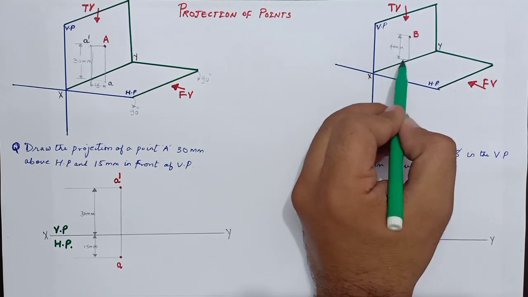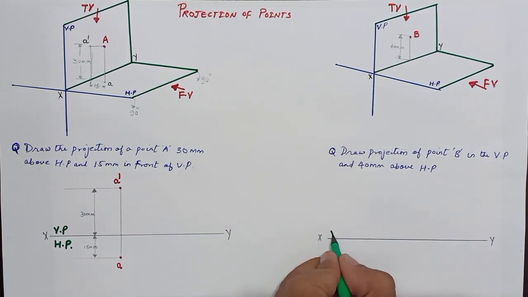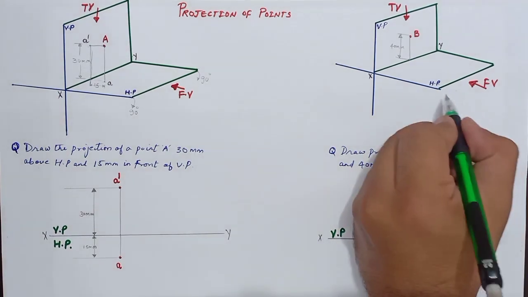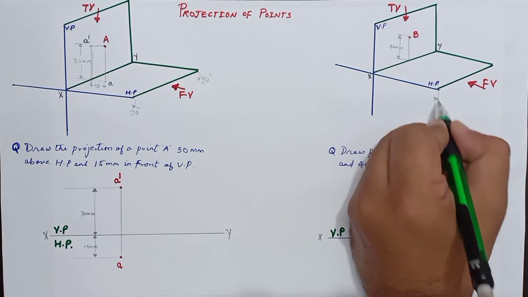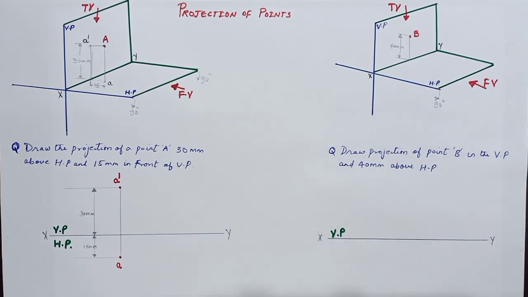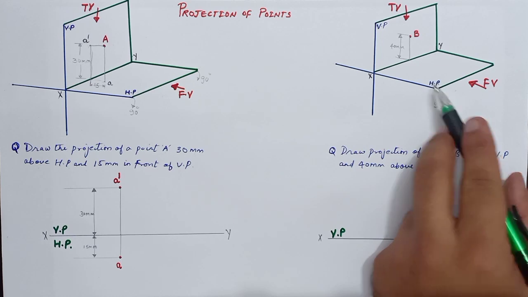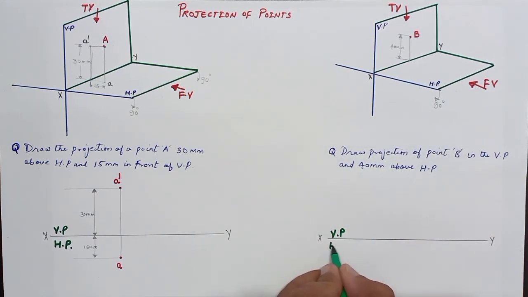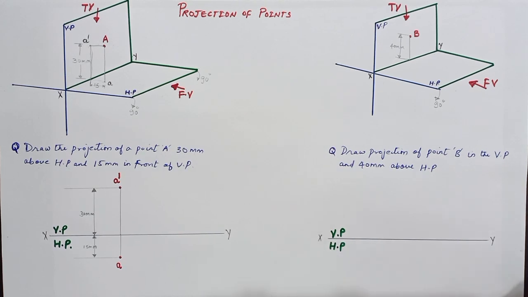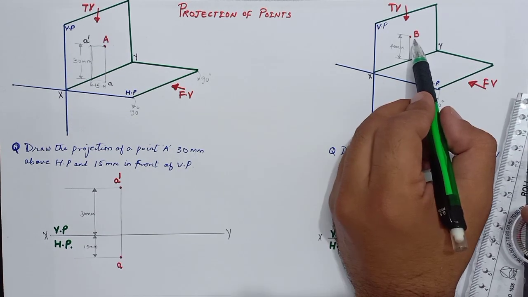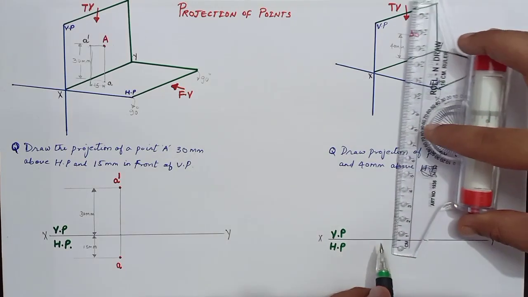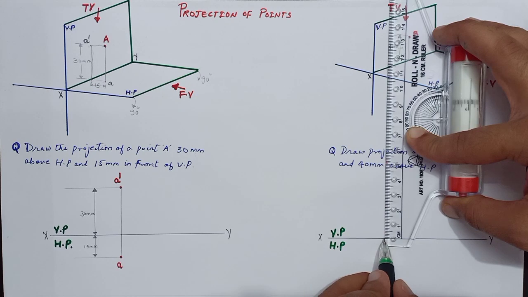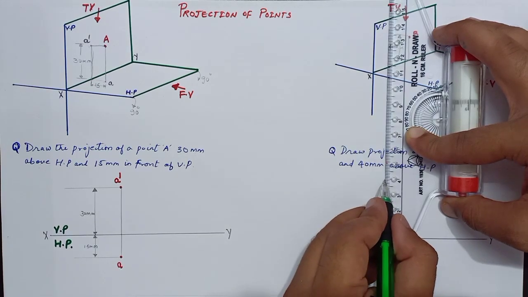Vertical plane above XY line. When we rotate the horizontal plane 90 degrees clockwise, the horizontal plane will move below XY line. So we note here: horizontal plane below XY line. Now projecting point B on HP and VP. Point B is 40 millimeter above HP, so 40 millimeter above XY line.